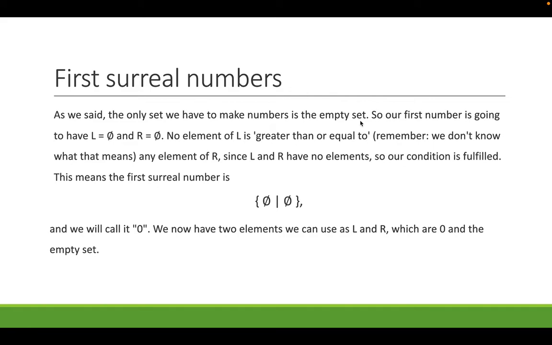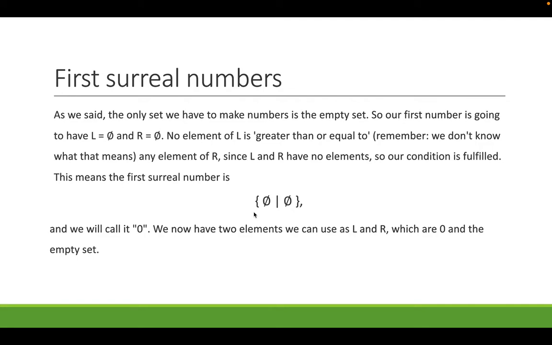So our first number is going to have L equal to the empty set and R equal to the empty set. No element of L is greater than or equal to... we don't know what that means, but there's no element, so no element is anything. No element of L is greater than or equal to any element of R, so our condition is fulfilled. This means this is our first number, but we'll just call it 0 for now. In fact, it is called 0.